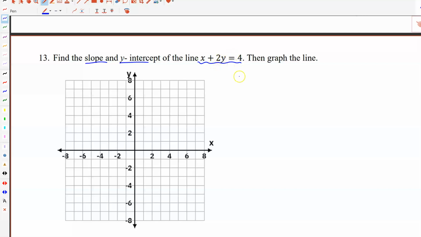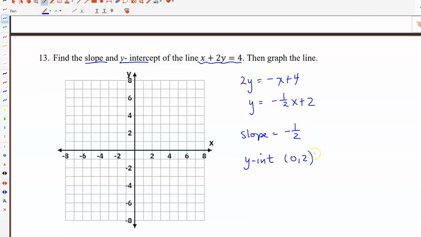So to solve it for y, I'm going to get 2y is equal to -x plus 4, and then dividing through by 2, I'm going to get y is equal to -1/2 x plus 2. All right, so for this guy then, the slope is going to be the -1/2, and then the y-intercept as an ordered pair is going to be 0, 2. I can use this information then to graph my line.